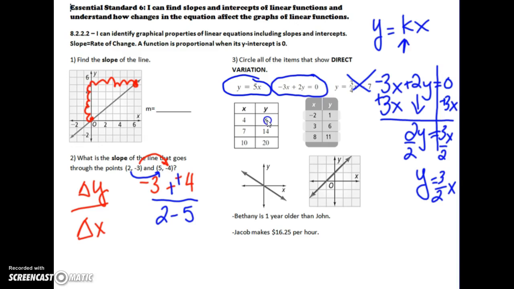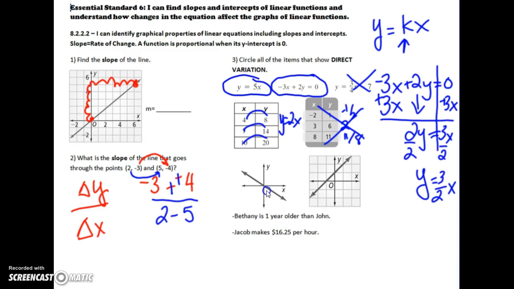This one, to figure it out, you just divide each time. 8 divided by 4 is 2. 15 divided by 7 is 2. 20 divided by 10 is 2, which means 4 times 2 is 8. So this is y equals 2x. So yes, because 7 times 2 is 14. 10 times 2 is 20. This one, when I divide it out, I get -1/2 here, I get -2 here, and I get positive 11 over 8. Well, that's not the same each time, so nope.